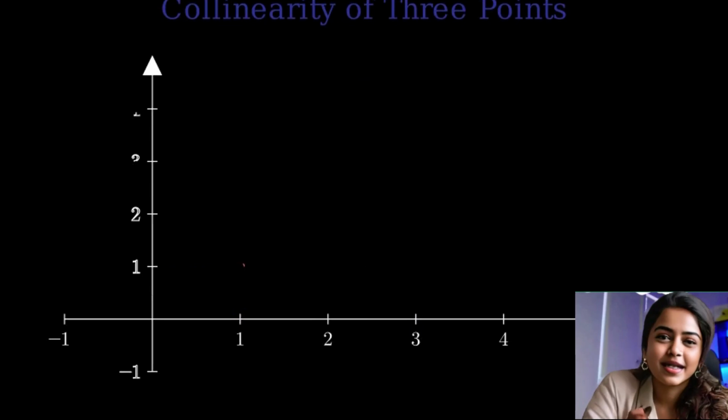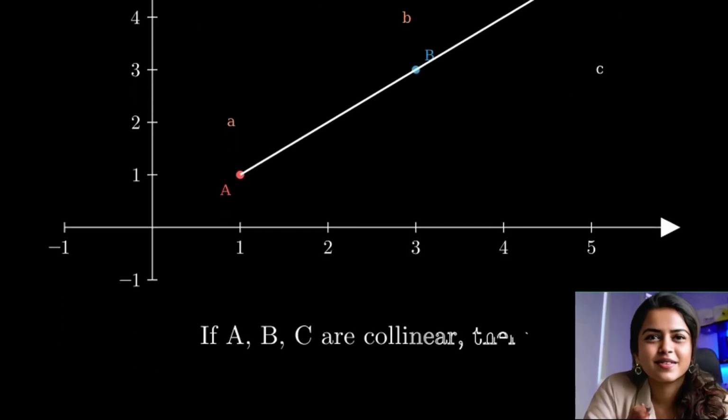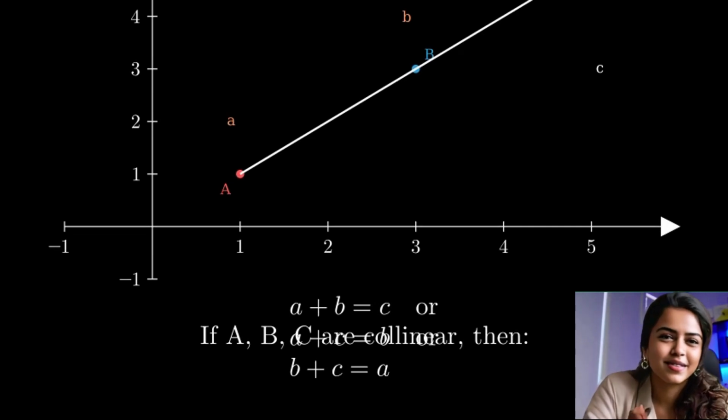3 points A, B, and C are collinear if they lie on the same straight line. One way to check for collinearity is to see if the sum of two distances equals the third distance. That is, if A, B, and C are collinear, then either AB plus BC equals AC, or AB plus AC equals BC, or BC plus AC equals AB.